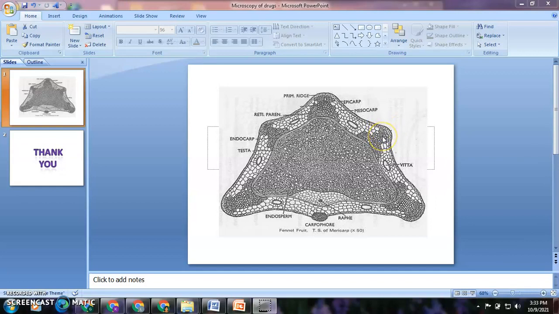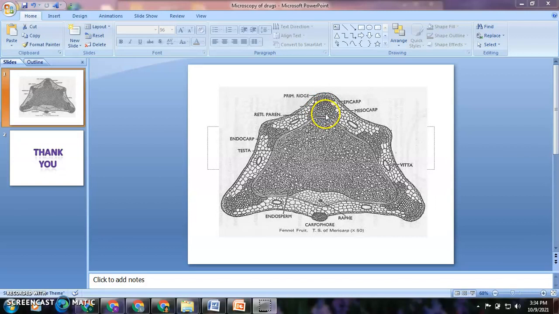It is present below each primary ridge, and along with this it consists of 4 vittae on the dorsal surface and 2 vittae on the ventral surface. It consists of parenchymatous cells and lignified parenchyma, which is present just around these vascular bundles. Lignified means these cells, with phloroglucinol and HCl, produce a red coloration.